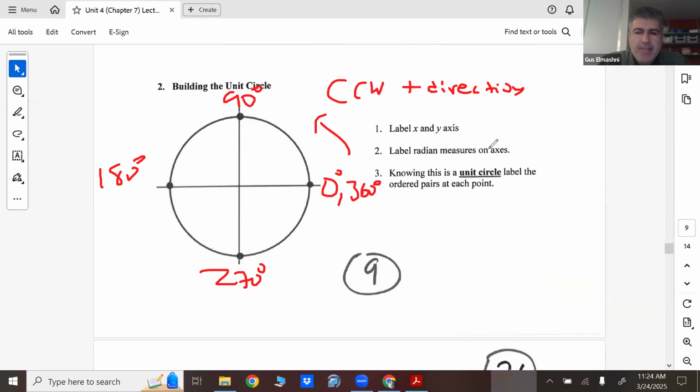Label radius measures on the axes. That's kind of confusing. I think you label it on the circle, to be honest. I'm not sure why it says on the axes. Of course, this is x. This is y. But that's how we get started. And of course, 1 comma 0 is on the far right, negative 1 comma 0 on the far left, 0 comma negative 1 on the bottom, 0 comma 1 up top.